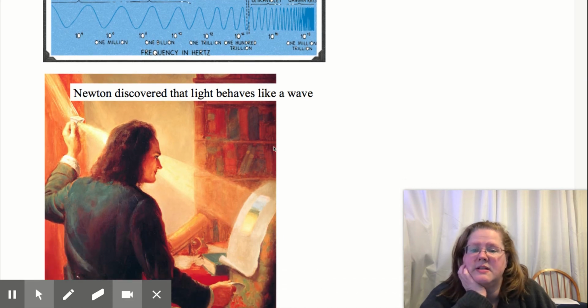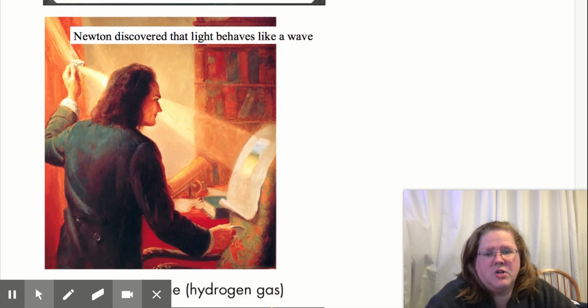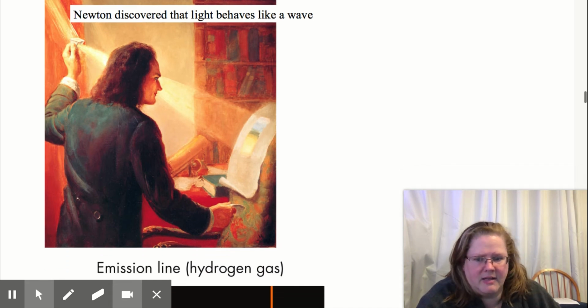Newton was the one that discovered that light behaves like a wave. He took a lot of time with a hole in his curtain, and he split light coming through that little hole with a prism, and he discovered that you could break light into different colors. But when you put them to the other side, you could mix them back to white, but you couldn't break those colors down smaller than that.